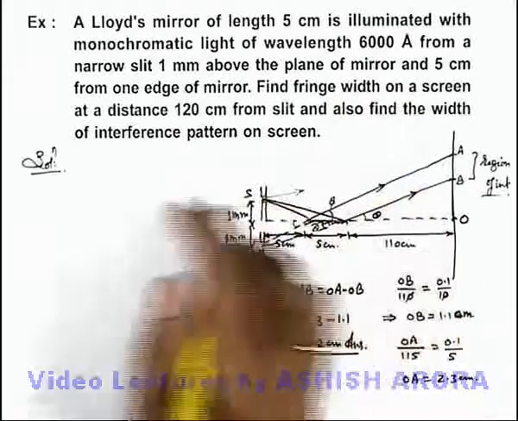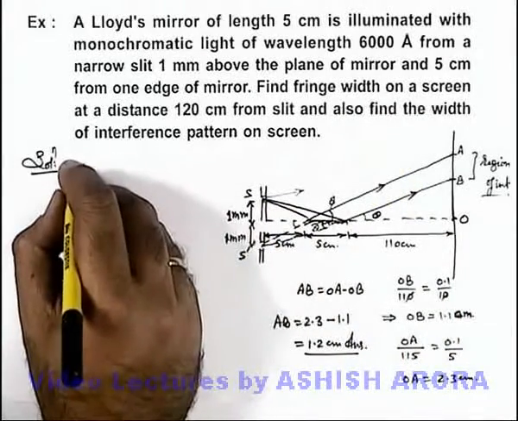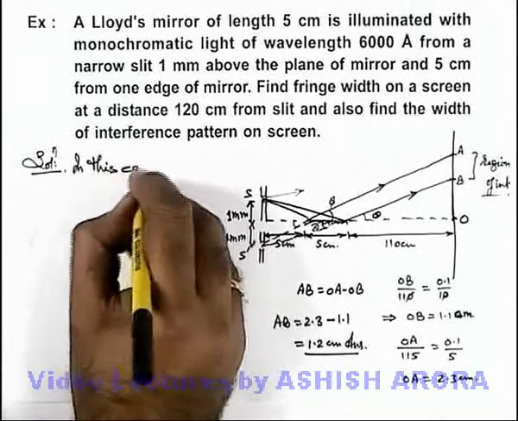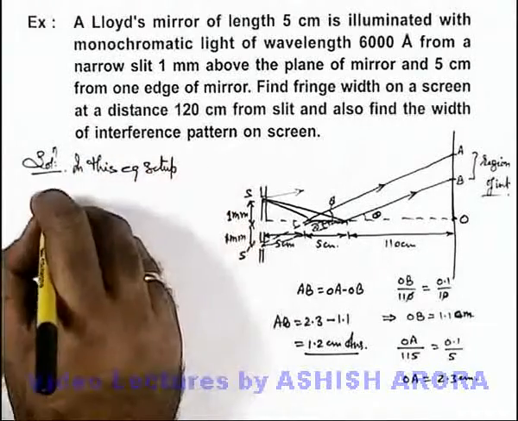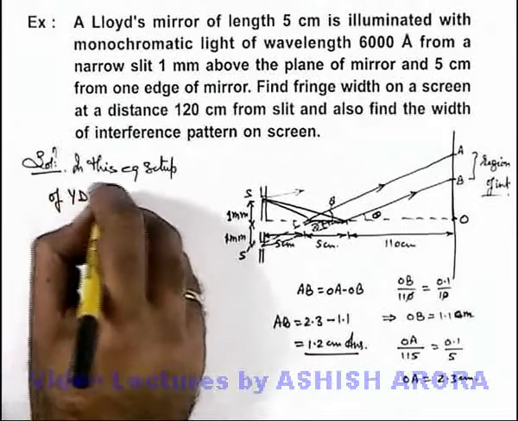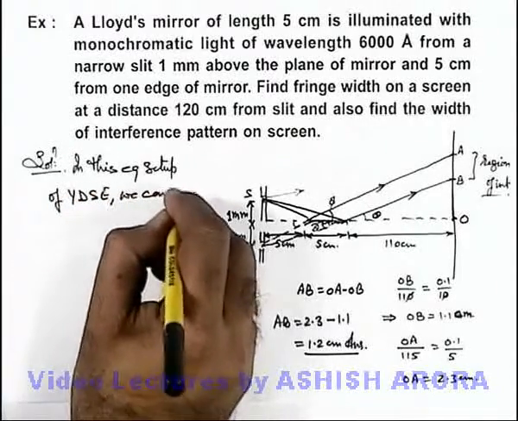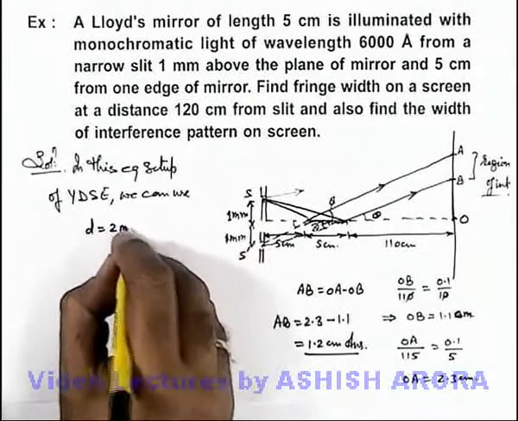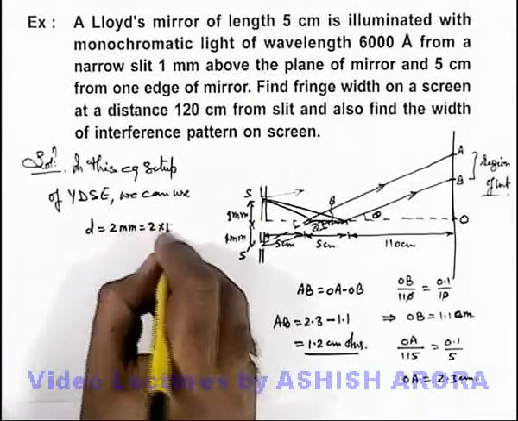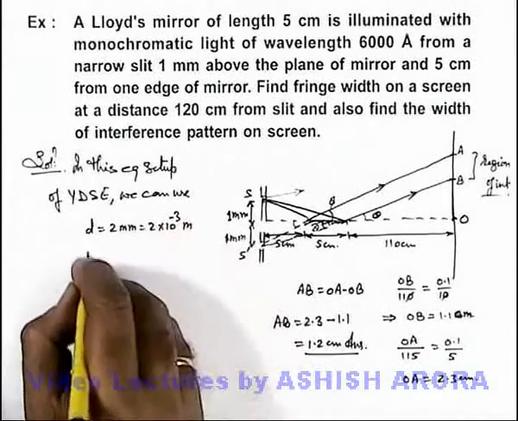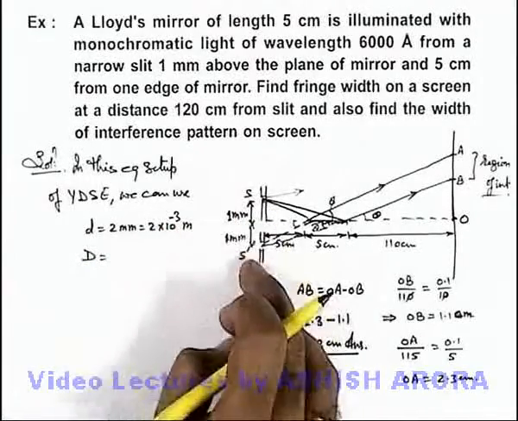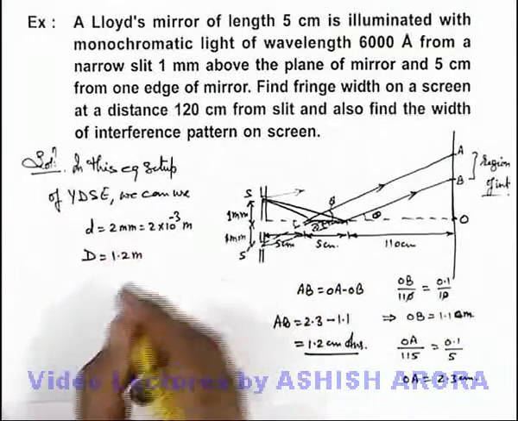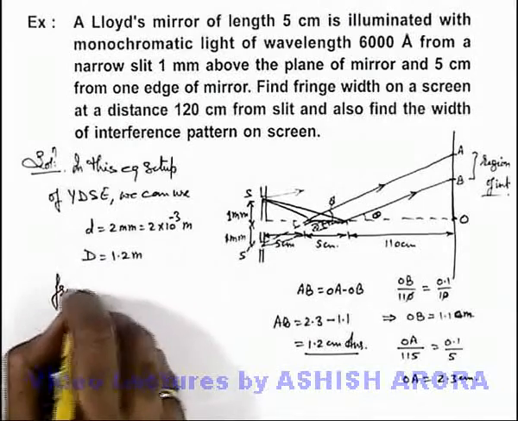We are also required to find the fringe width on the screen. So here in this equivalent setup of Young's double slit experiment, we can use the value of a small d, that is the separation between the slits, that is 2 mm, that is 2 into 10 to the power minus 3 meter, and capital D, that is separation between the slit plane and the screen, which is given to us as 120 centimeter, that is 1.2 meter.